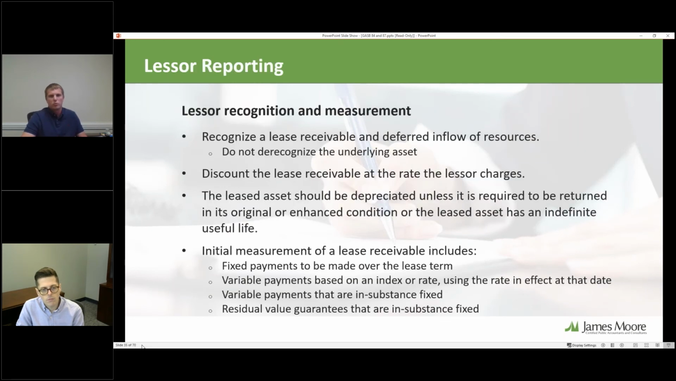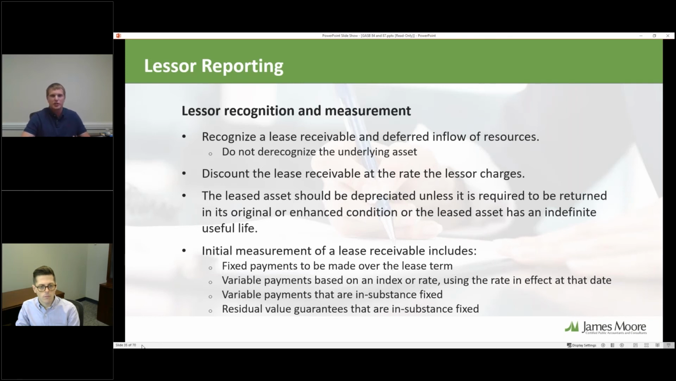All right, lessor reporting, initial recognition and measurement. On the lessor side, we're going to recognize a lease receivable and a deferred inflow of resources. One key here is you're not going to de-recognize the underlying asset that's being leased out. You're going to discount the lease receivable at the rate the lessor charges.